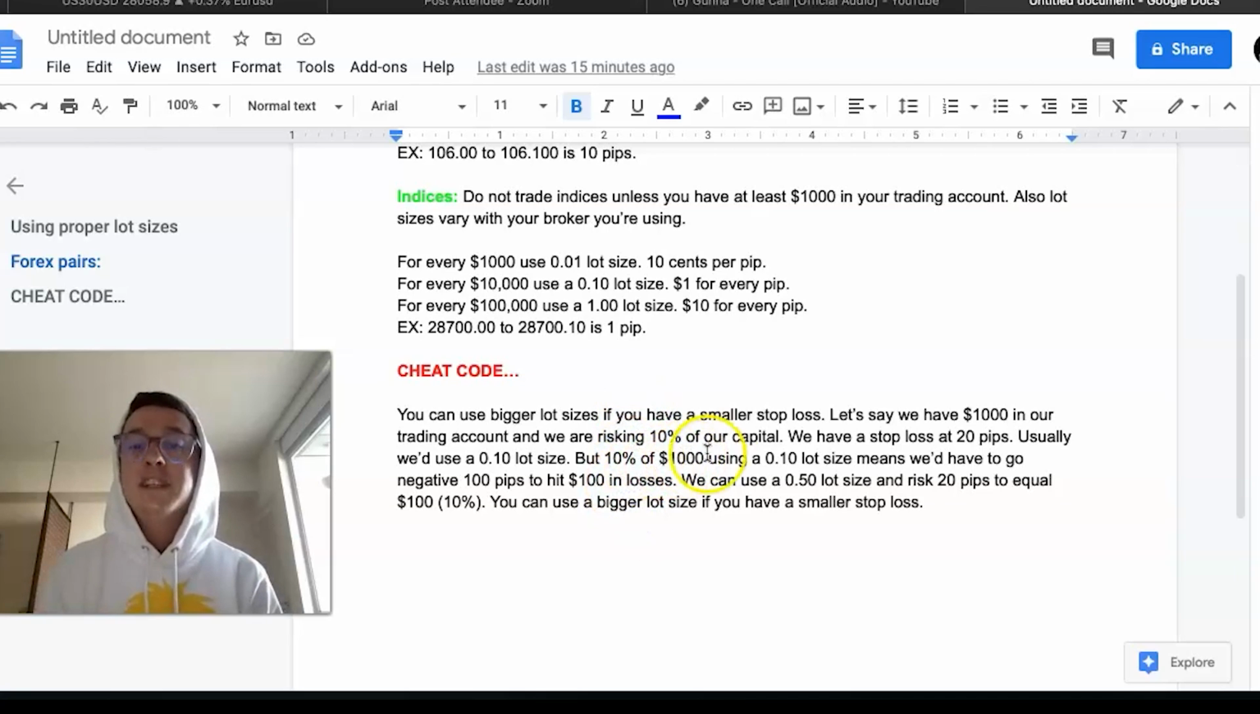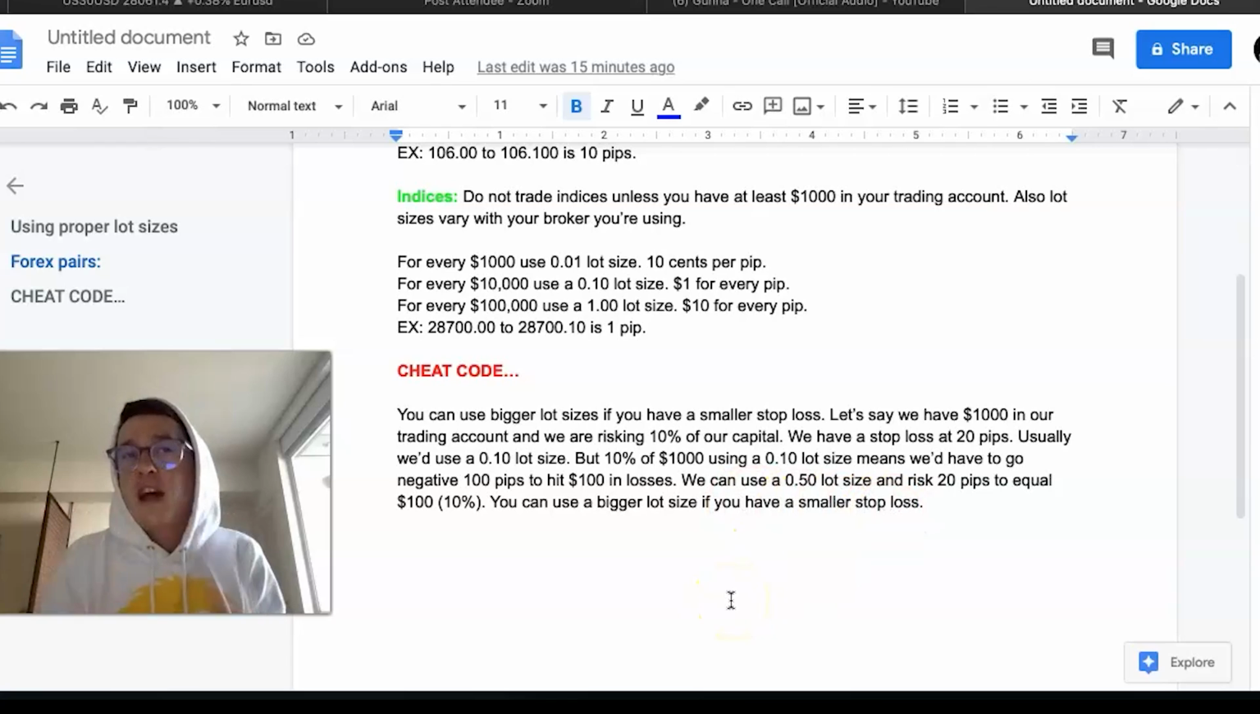Okay, so let's say we're risking 10% of our capital. We have a stop loss at 20 pips. Usually, like I mentioned a second ago, we'd use a 0.10 lot, a 10-cent lot, but 10% of $1,000 using a 0.10 lot means that we'd have to go down 100 pips to hit our $100 in losses. So our stop loss would have to be 100 pips, okay? But we can use a 0.50 lot, a 50-cent lot size, and risk 20 pips to equal $100, 10% of our account. So you can use a bigger lot size if you have a smaller stop loss.